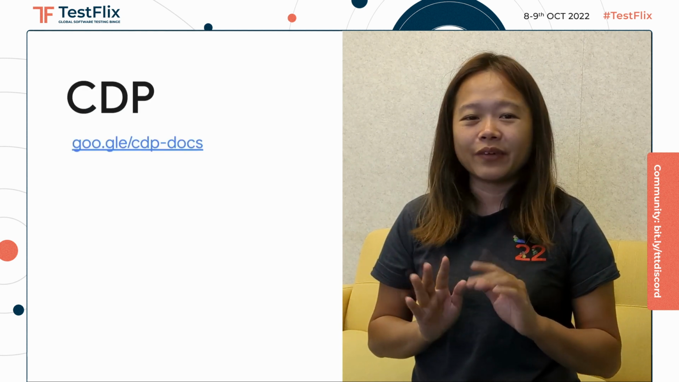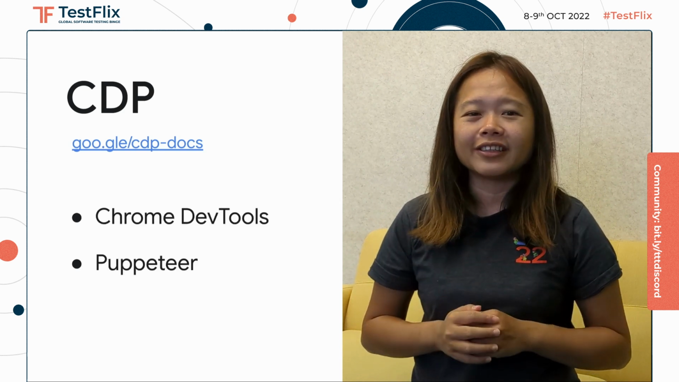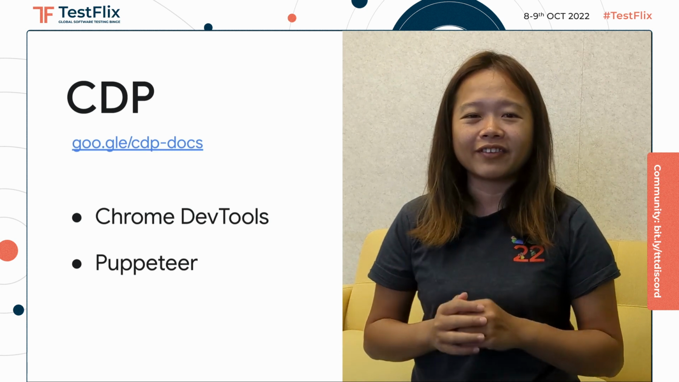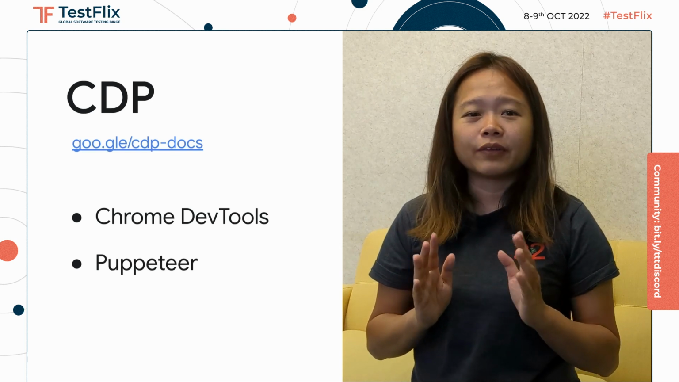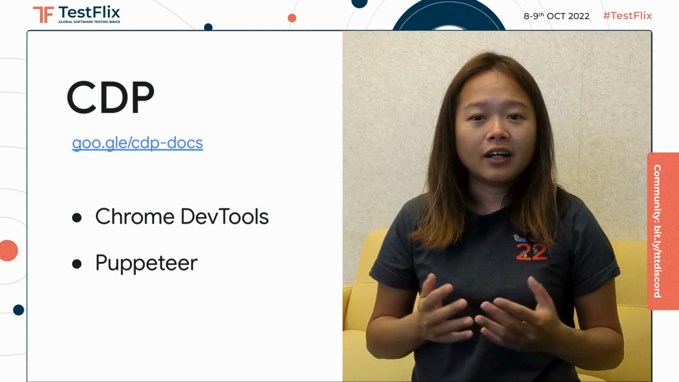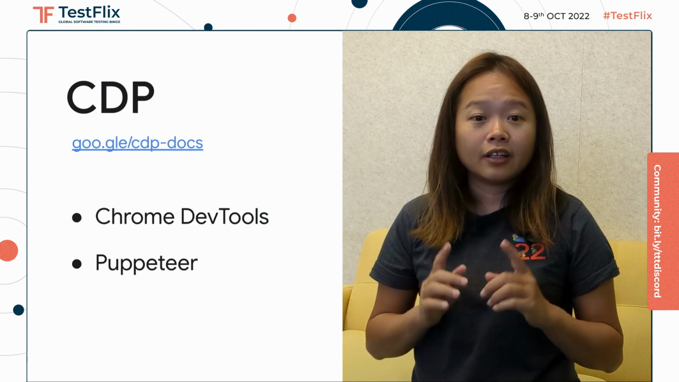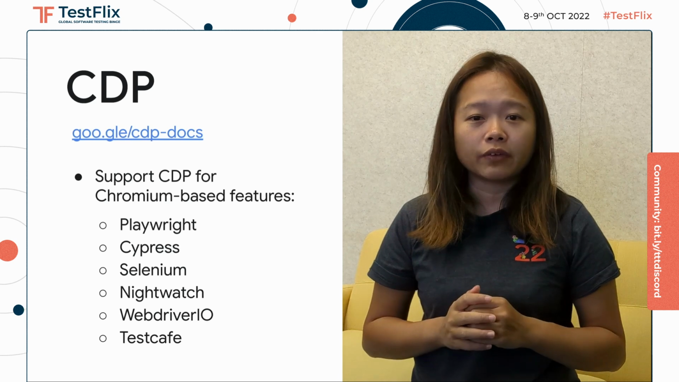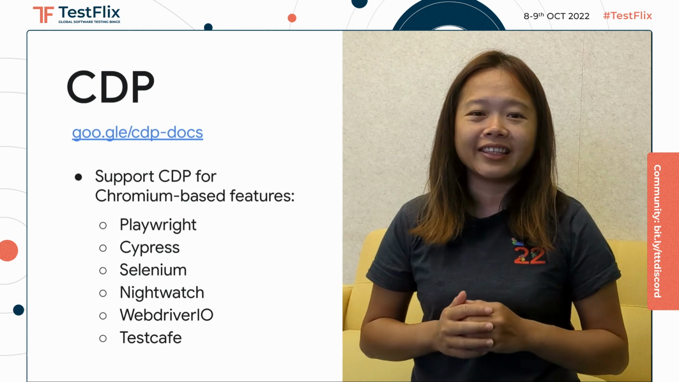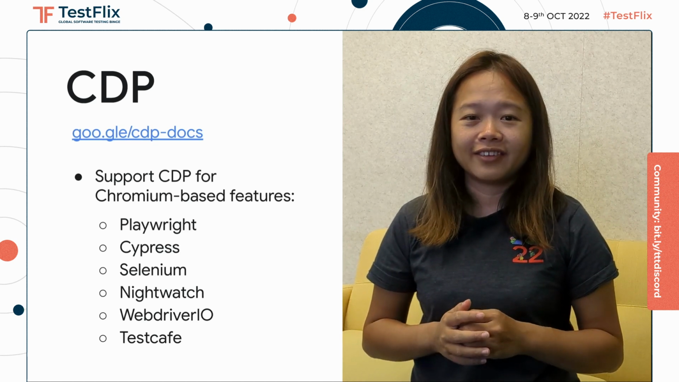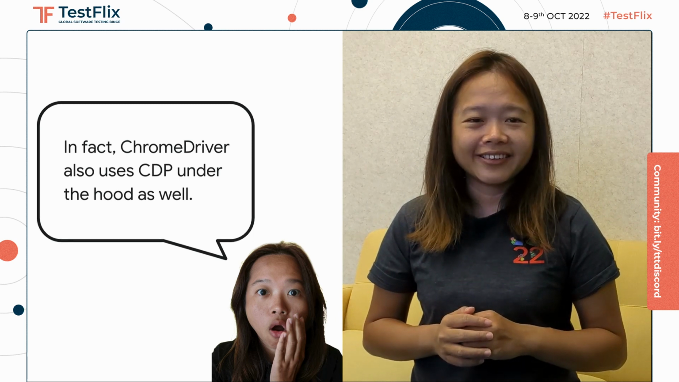The CDP is very well documented. From the name, you can guess that this protocol was originally designed for the Chrome DevTools team for debugging purposes. However, since the protocol is fast and powerful, Puppeteer uses CDP under the hood for automation purposes. Not only that, most mainstream automation tools support CDP. They provide a way for you to use CDP for some low-level control. In fact, ChromeDriver uses CDP under the hood as well.